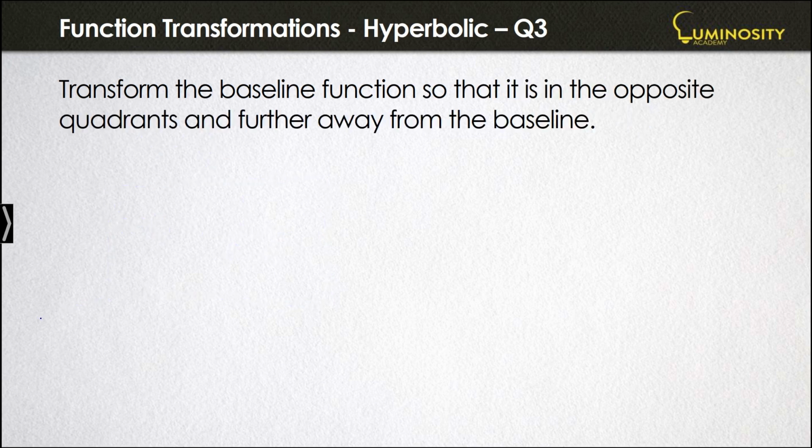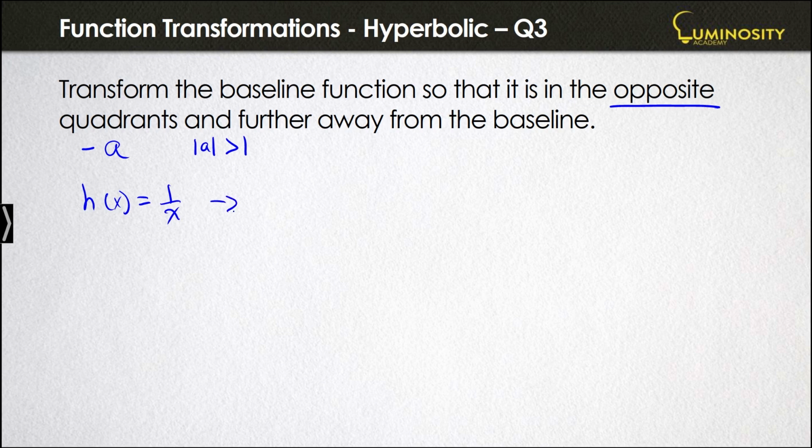Transform the baseline function so that it is in the opposite quadrants and further away from the baseline. So if you remember, what does this is our a. And if we want it to be in the opposite quadrants, we're going to have to put a negative a. And then if we want it to be further away from the baseline, our absolute value has to be greater than 1. So our baseline function is h of x equals 1 over x.